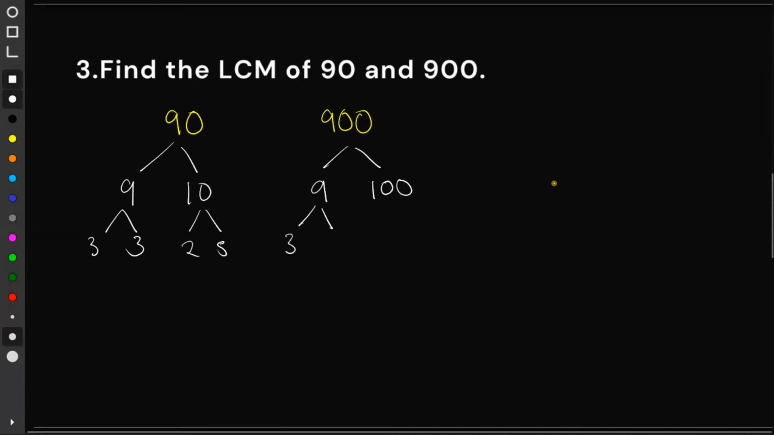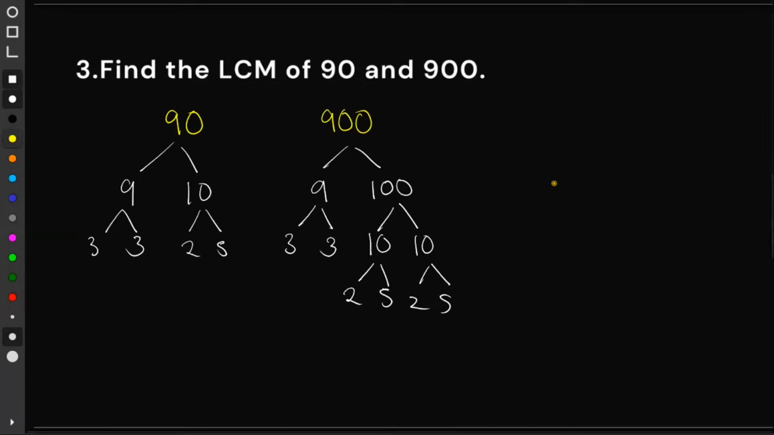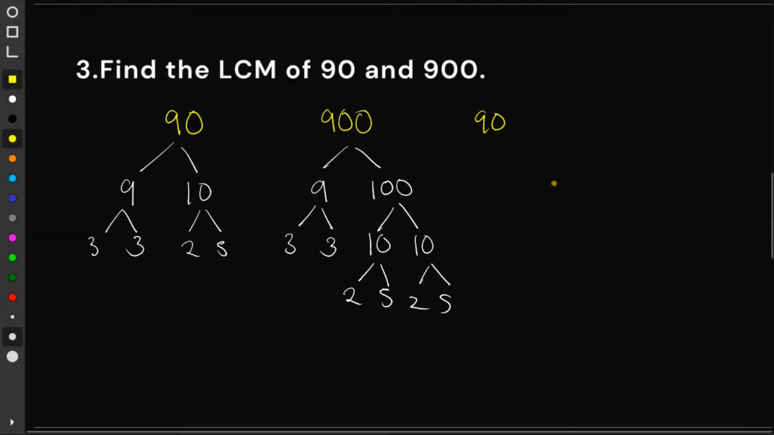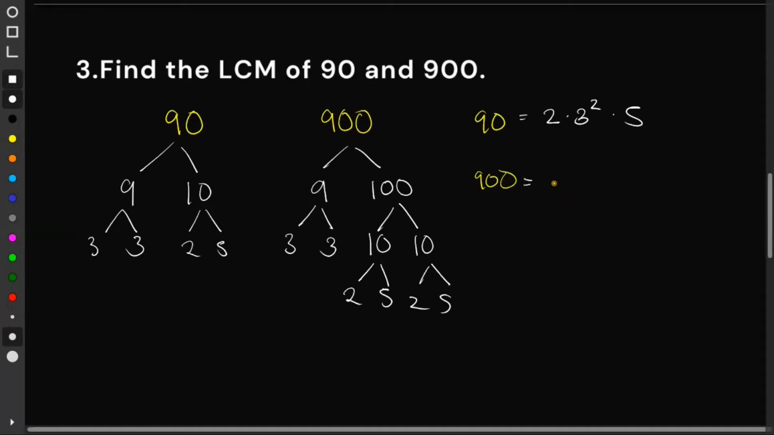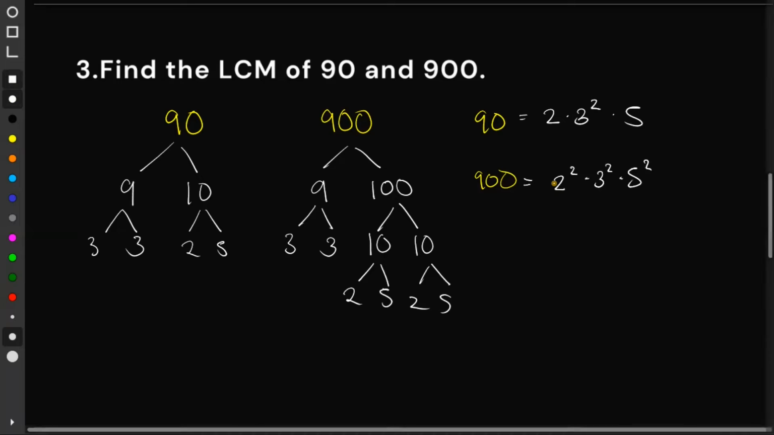9, again, we factor it as 3 and 3. For 100, we know that 10 squared is 100, so we have 10 and 10. And this would factor out, like in the first one, as 2 and 5, 2 and 5. So now we can write these 2 numbers in prime factorization form. We have 90 is 2 times 3 squared times 5. On the other hand, 900 is 2 squared times 3 squared times 5 squared.